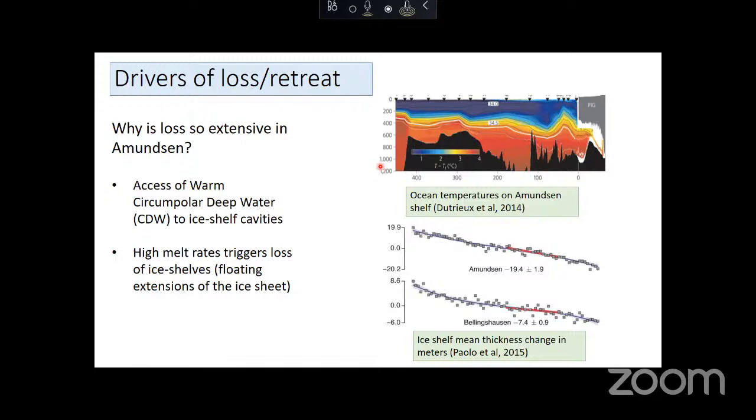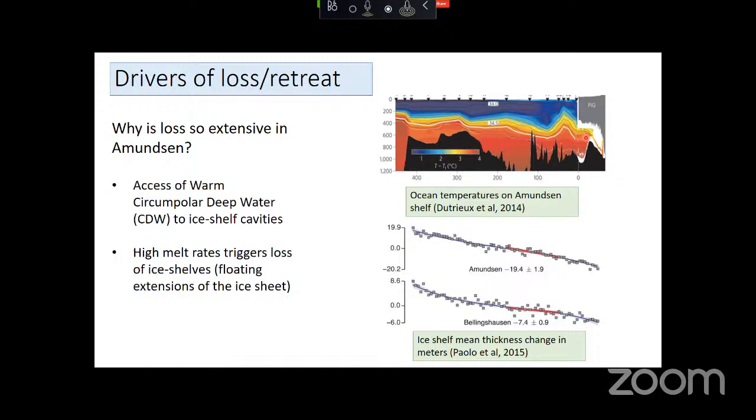And in a lot of places around the Antarctic margin, that water doesn't really make it onto the continental shelf because it's crowded out by surface processes, cold water falling from the surface due to sea ice formation. But it turns out that on the Amundsen continental shelf, that warm water has unfettered access to the underside of what are called ice shelves, the floating extensions of the Antarctic ice sheet. Why that's relevant, I'll get to.